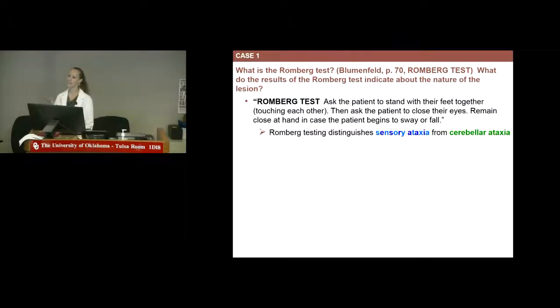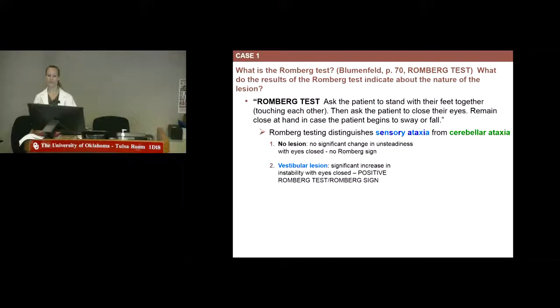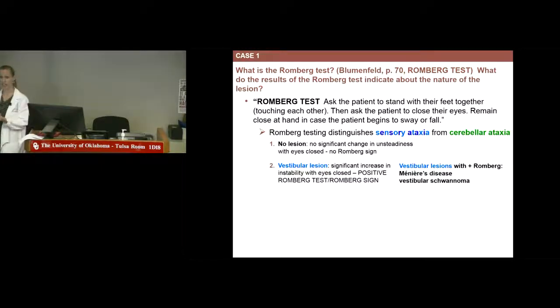But what this does is it helps you distinguish, if somebody is having balance issues, sensory ataxia, there's such a thing, from cerebellar ataxia, which is mostly what it is. So what does that do? So no lesion, you're fine. But if you have a vestibular lesion, like we talked about with the acoustic neuroma, if we tested that patient who has an acoustic neuroma, when they close their eyes and lose that visual input, they are going to have a worsening of unsteadiness because they've got an issue with their vestibular input.